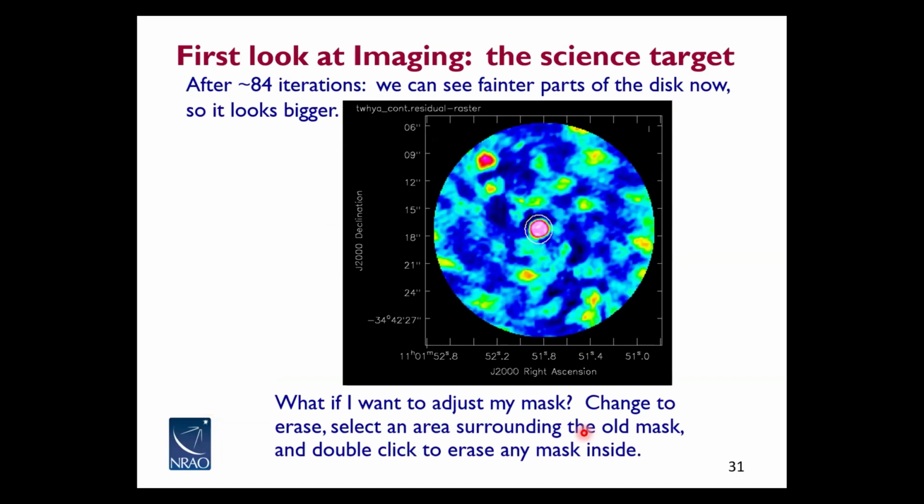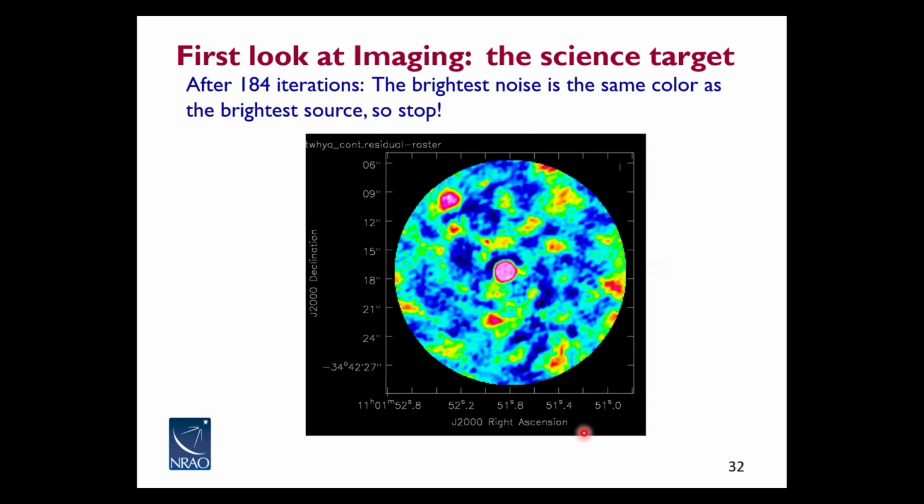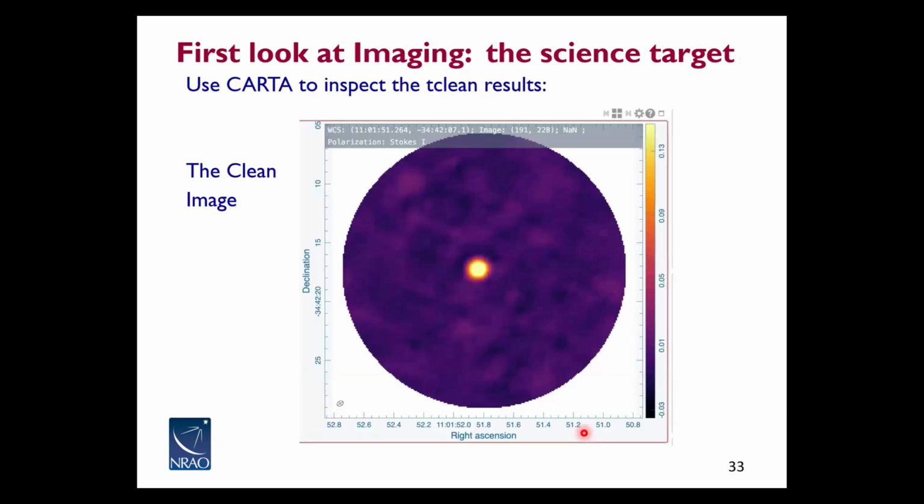Okay, yeah, so this is just a demonstration. After the first 84 iterations is not enough, so we do another iteration, and now the brightest noise has roughly the same color as the source. So this is how it looks.